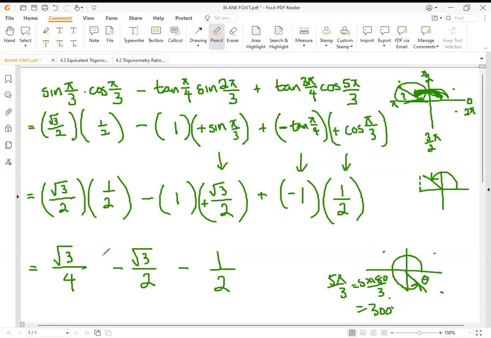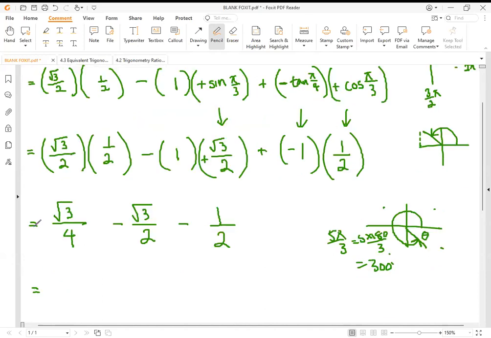One for proper plus and minuses using CAST rule, one for proper special triangles, and then one for the final answer. A question like that would easily be 3 marks, easily. So I'll finish this off.